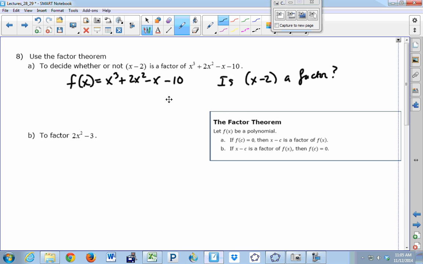So let's try that. If x minus 2 is a factor, then I should be able to take the 2, plug it into my function, and come out with 0 in the end. Because we're used to seeing that value as our x-intercept, right? (2, 0). If it was a factor, it'd be an x-intercept. So let's see if we get 0 here.